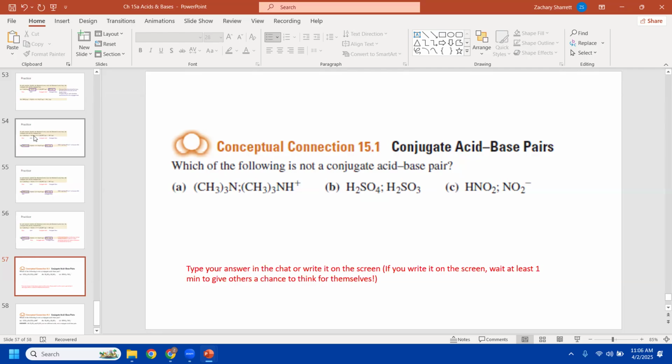So what do we think? Which is not A? So this thing here, are they separated by an H plus? Yes or no? So they're a conjugate acid base pair. Put down your left hand if you only have your left arm up. This thing here has an N and then it adds an H plus. So is that a conjugate acid base pair? Yes.